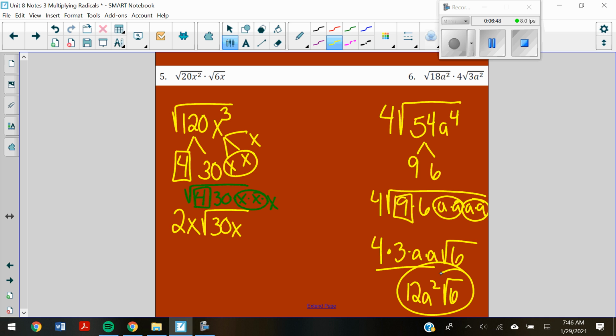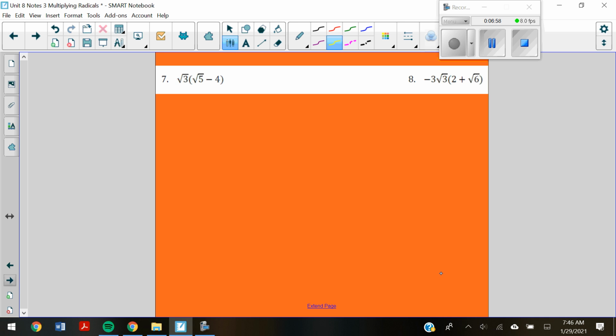Now, some of you might have thought about these two problems and been like, hey, can I break down the radical first and then multiply? Yeah, that's totally fine. If you want to do that, you want to ask me about it, go right ahead when we get back to class together. Okay, let's look at this next one here.